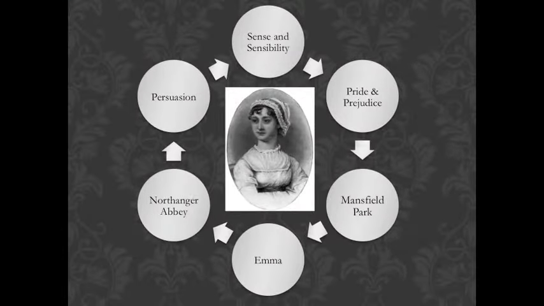There are six books that Jane Austen is known for, starting with the first, Sense and Sensibility, Pride and Prejudice, Mansfield Park, Emma, Northanger Abbey, and Persuasion. In the following clips, there will be a brief synopsis of each story and the character images from the movies.